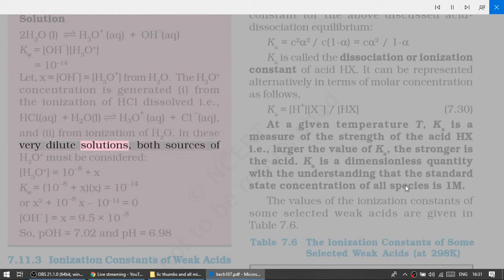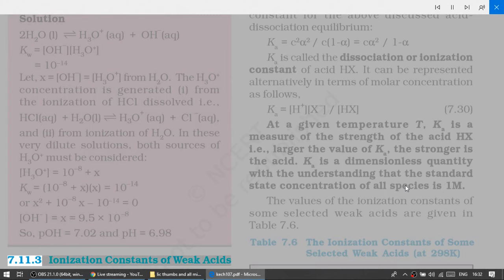In these very dilute solutions, both sources of H3O+ must be considered. [H3O+] = 10⁻⁸ + x, Kw = (10⁻⁸ + x)x = 10⁻¹⁴, or x² + 10⁻⁸x − 10⁻¹⁴ = 0. Solving gives x = 9.5 × 10⁻⁸, so pOH = 7.02 and pH = 6.98.